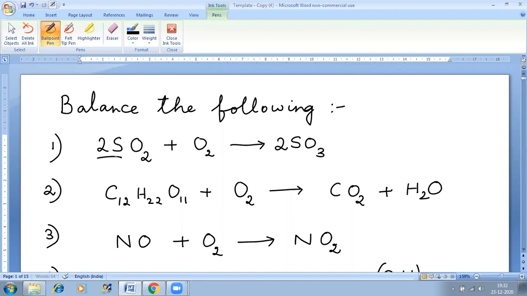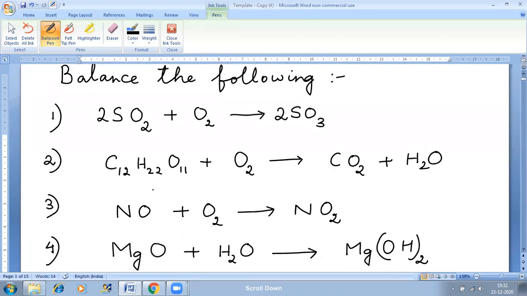Similarly, sulfur: here you have 2 sulfur atoms, here also you have 2 sulfur atoms. It's balanced. Next one.